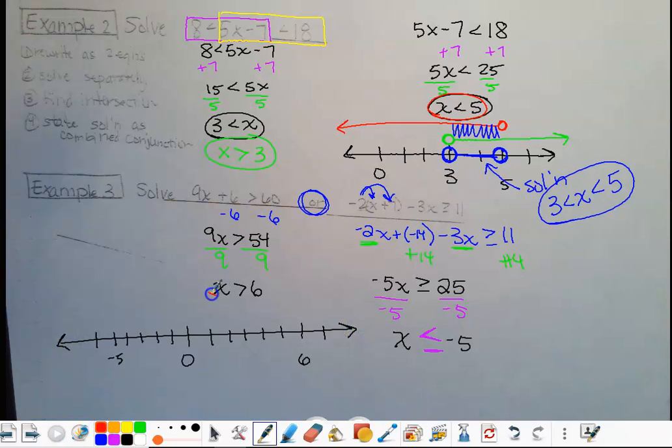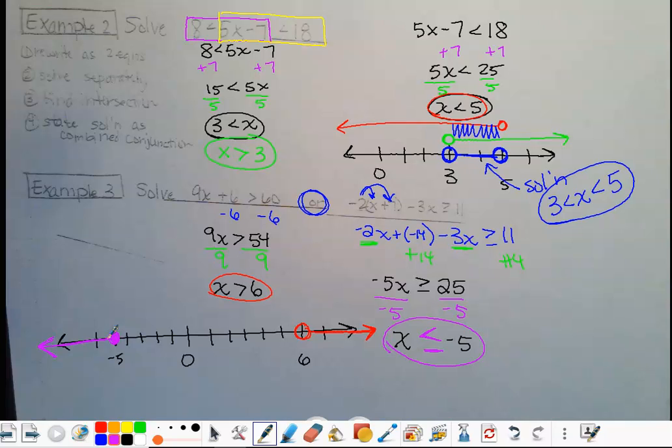And so let's look at x is greater than 6. So I'm going to have an open circle and my line going to the right. And if I look at x is less than or equal to negative 5, I'm going to have a closed circle at negative 5 because it's less than or equal. The equal sign means it's closed. And it's less than, so it's going to go to the left.